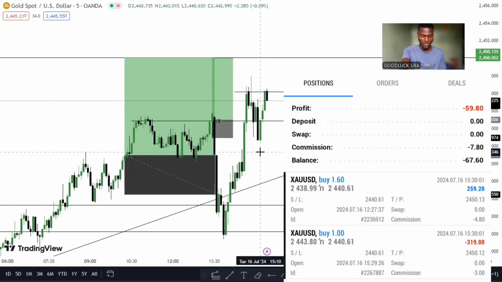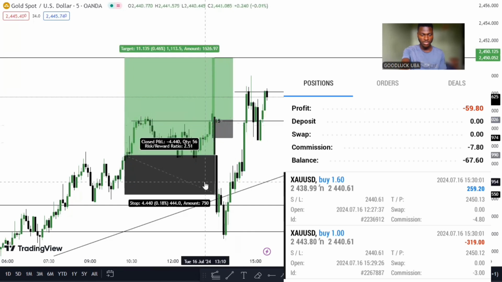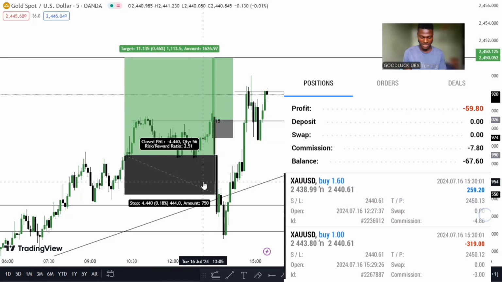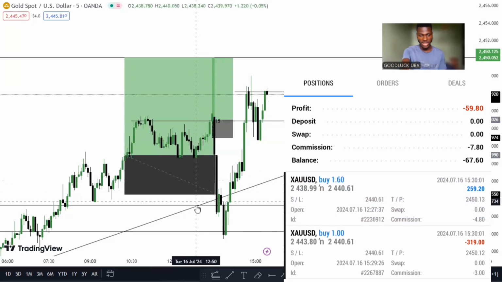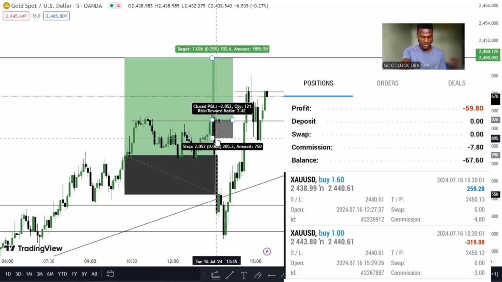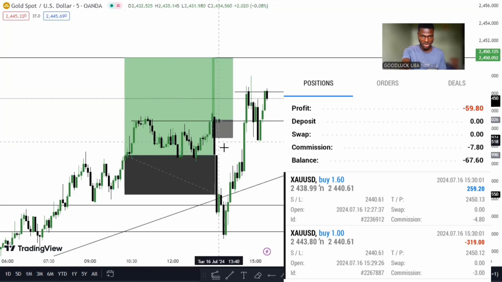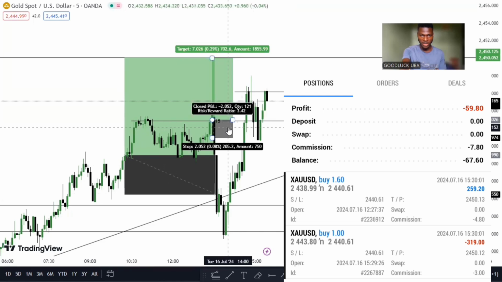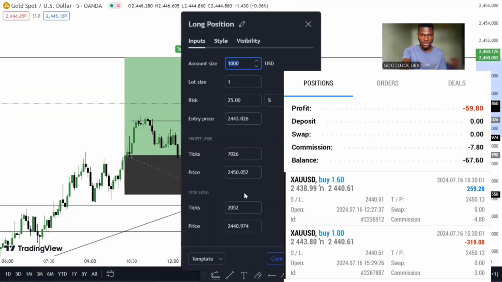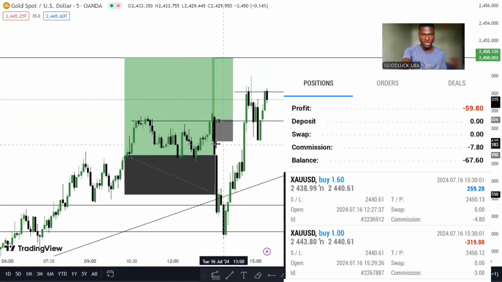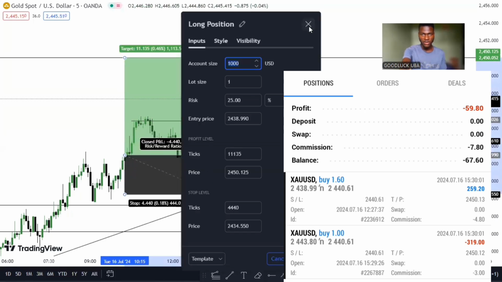Remember, I told you that I moved my stop loss to break even for my initial position. That's why you're seeing profit here. On my initial position, I made about 259.20 USD. The reason is that I moved my stop loss from this level to this level, to break even. If you check the stop loss now, it's around 2440.61, which is around this level. Let me edit this from here. So yeah, this was where I moved my stop loss to.